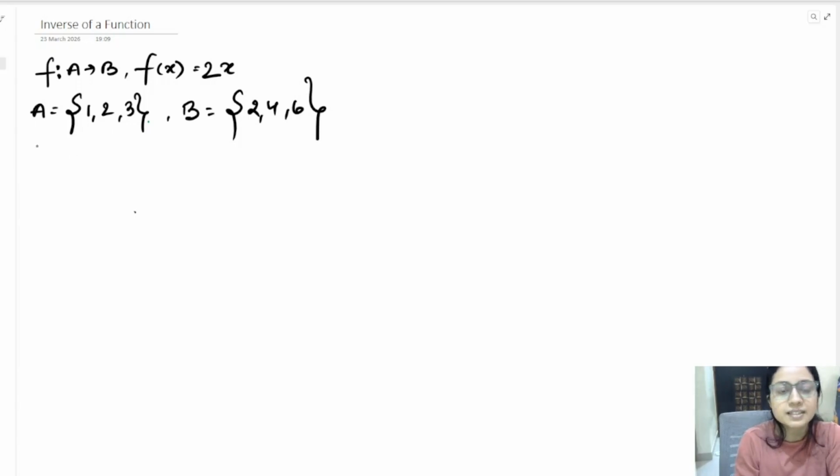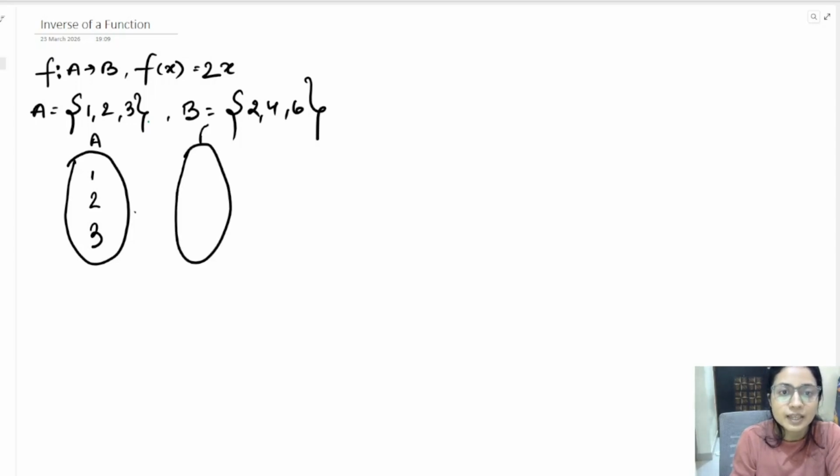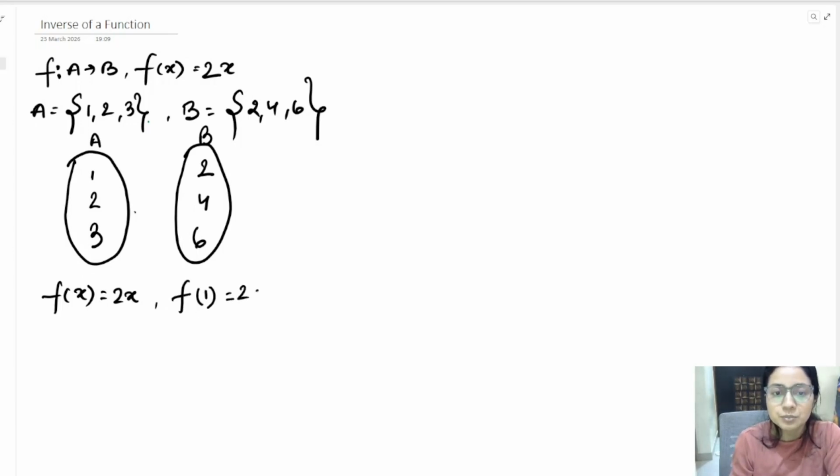Now we can represent it with the help of a mapping diagram. Set A can be written like this, containing elements 1, 2, 3, and set B can be written like this, having elements 2, 4, 6. Now if you take the input as 1, our function f of x is equal to twice x, so your output will be 2 times 1, that is 2. That means the image of 1 is 2 in the codomain set, that is B.